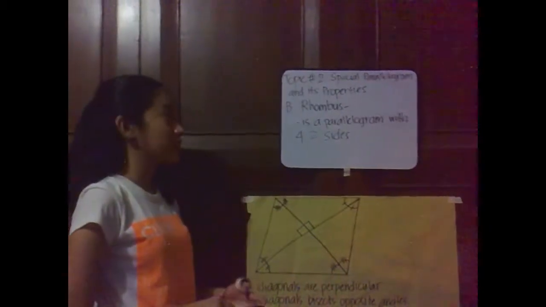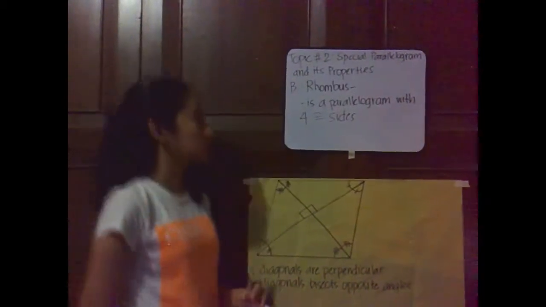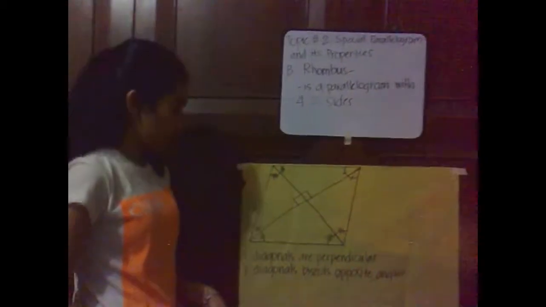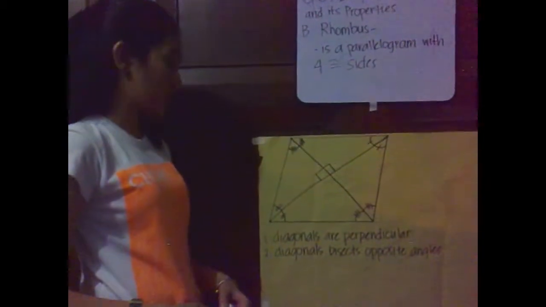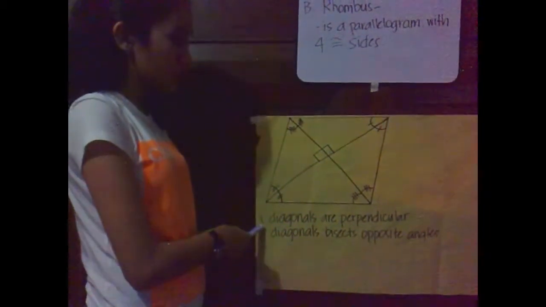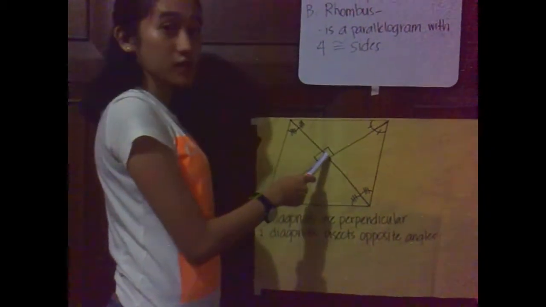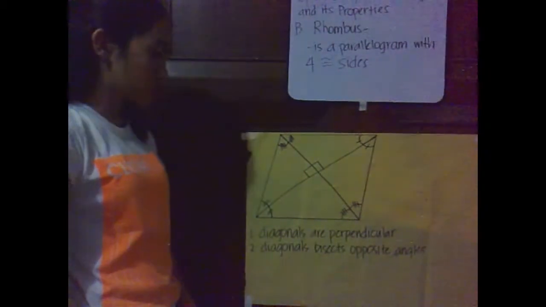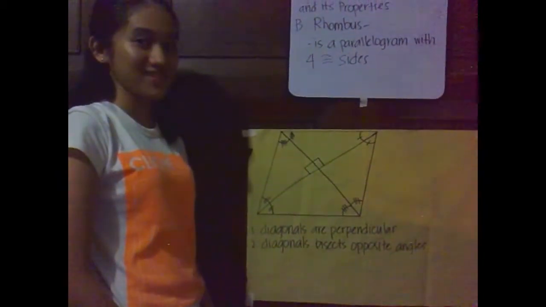The second type of special parallelogram is a rhombus. A rhombus is a parallelogram with 4 congruent sides. The properties of this special parallelogram: Number 1, the diagonals are perpendicular. This angle is 90 degrees. And number 2, the diagonals bisect opposite angles.